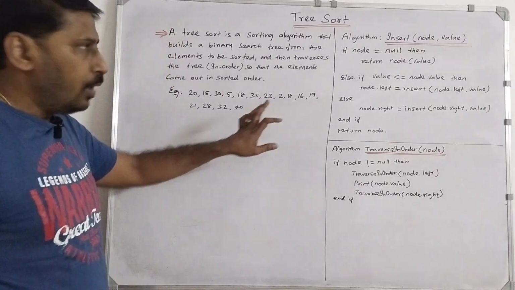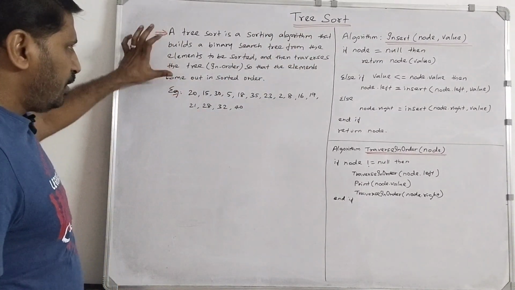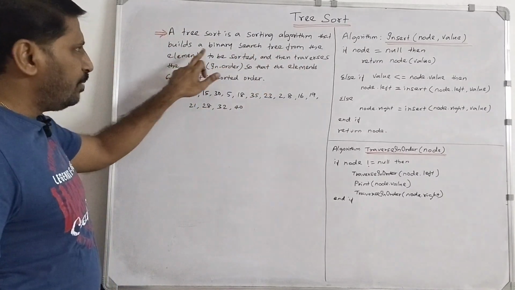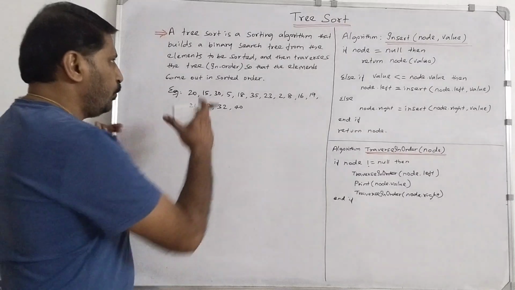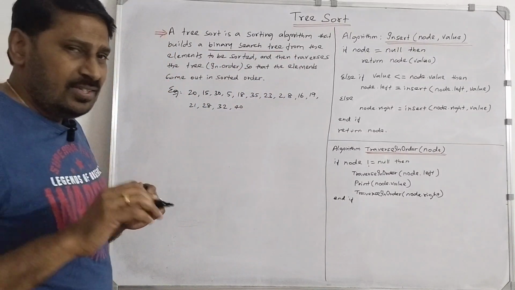So in this video we are going to discuss tree sort. What is the definition of tree sort? A tree sort is a sorting algorithm that builds a binary search tree. This is most important: we are going to build a binary search tree.